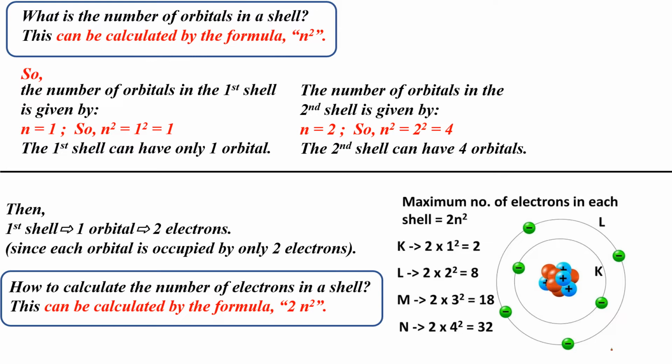Now for the first shell, you know n is equal to 1. So substitute this in 2n square. 2 into 1 square is equal to 2. So the first shell can have only 2 electrons in total. Now for the second shell, the value of n is 2. Applying this in 2n square, you get 8 electrons. So the second shell can have a total of 8 electrons. The third shell can have a total of 18 electrons. The fourth shell can have a total of 32 electrons, and so on.